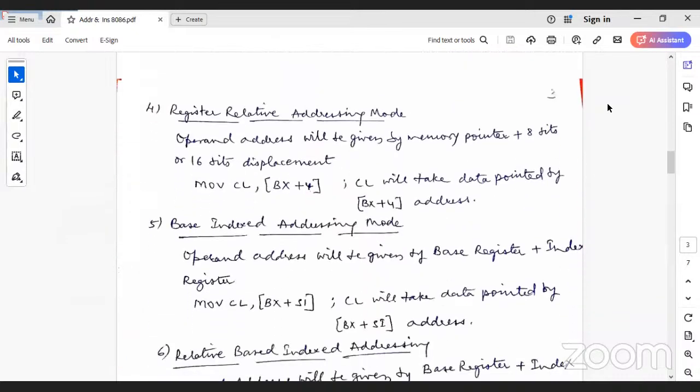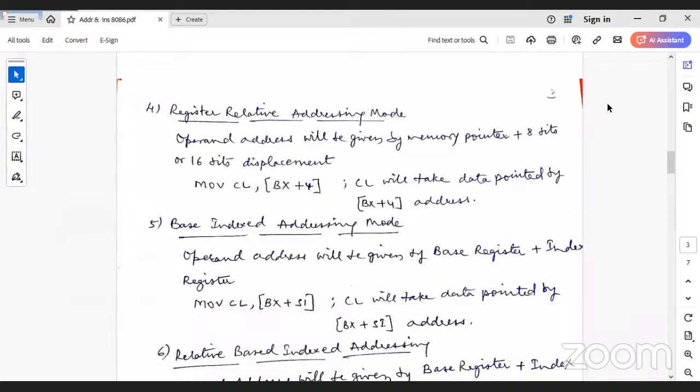Now next is register relative addressing mode. This was not there in your 8085, register relative. So now see here, this is an improvement over your 8085. The operand address will be given by memory pointer plus 8-bit or 16-bit displacement. So in the example, only 4 is added.